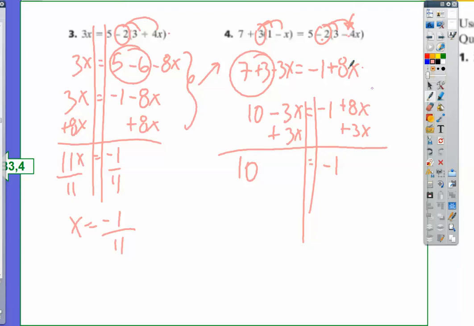Oh. Alright, it's a good example of why you should always go through the problem instead of taking shortcuts. So then 8x plus 3x is plus 11x. So plus 1, so I get 11 is equal to 11x. So divide by 11, and I get x is equal to 1.